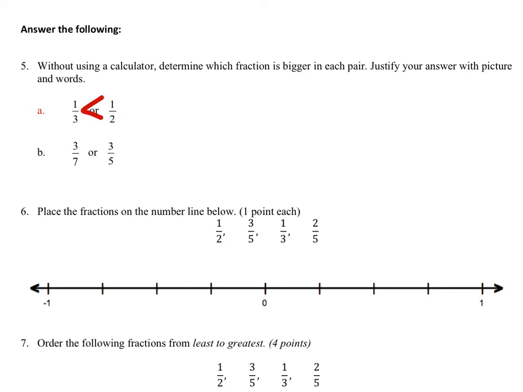Next, 3/7. Sevenths are smaller pieces than fifths. So this one also would be less than. 3/7 is less than 3/5. Like if you were looking for the amount of food or bacon, would you want 3/7 bacon or 3/5? 3/5 because it's bigger bacon.